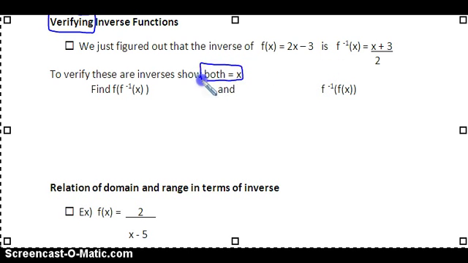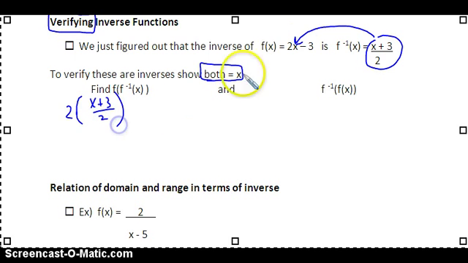So let's do that. Let's first find f of the inverse. So take your inverse and put it into the f function. So that would look like this: 2 times x plus 3 over 2, and then minus 3. Now when I reduce this, I should get it to be just an x. I know what will happen first is the 2's cancel out. Then I have x plus 3 minus 3, and those cancel out also. So I got that to be an x.